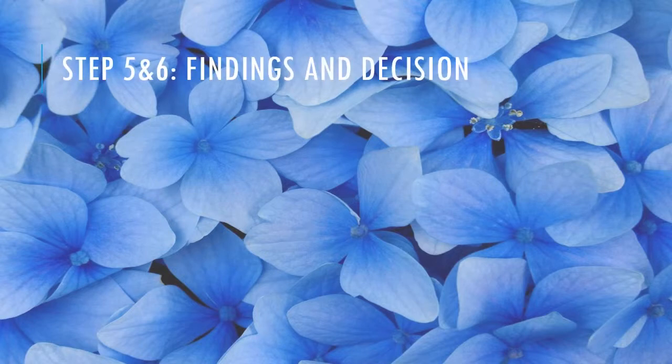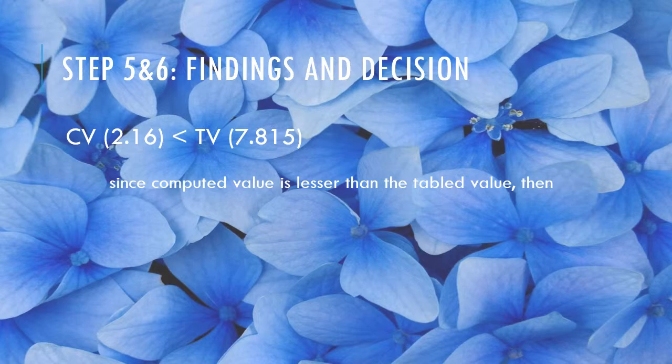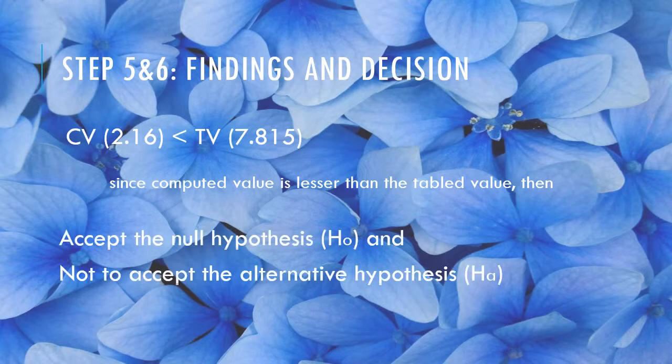For our findings and decision, since our computed value earlier, which is 2.16, is lesser than our tabled value, which is 7.815, then our decision will be to accept the null hypothesis and not to accept the alternative hypothesis.